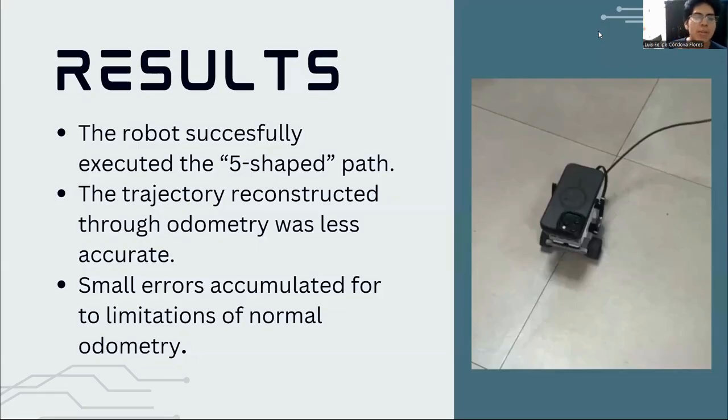Second, the trajectory reconstructed through the odometry was less accurate, although the physical movement matched the intended shape. The odometry-based plots show distortion, especially during transitions between motion segments. And the last point is that small errors accumulate due to the limitations of normal odometry. Different factors such as wheel slip and encoder resolution cause pose estimation drift, resulting in a plotted path that differs slightly from the ideal trajectory.